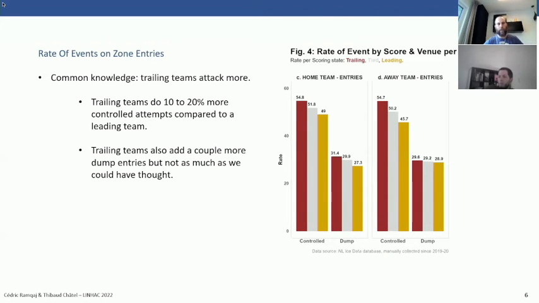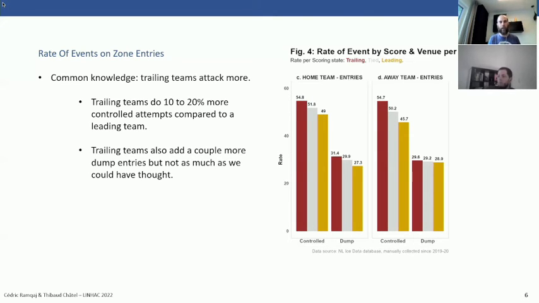So if we look now at zone entries, the common knowledge again is that trailing teams attack more, right? They're pushing to tie the game. And so here again, we see clearly that trailing teams increase the volume of zone entries they're going to try. So we see for home team and away team, they move up from 5 to 10 more control entry attempts per 60 minutes, which is actually 10 to 20% more attempts over the course of the game. So which is kind of a huge bump.